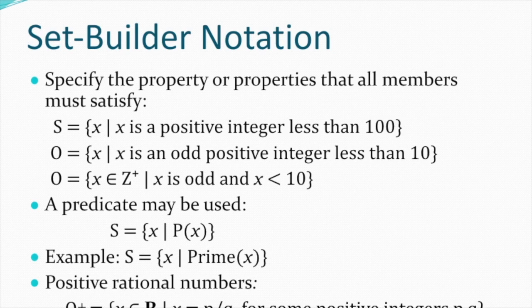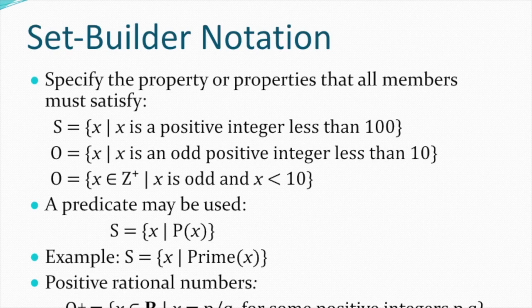Now the set O has an element called x, where x is an odd positive integer less than 10. So any number positive and odd is an element of the set O. This includes 1, 3, 5, 7, 9. But it will not include, for example, -1 or -3, because I defined the relationship to be a positive odd integer. It will never contain any real number as well.